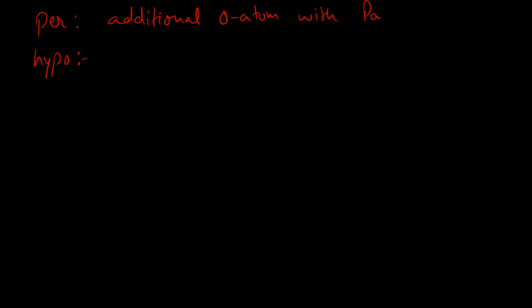Now let's see. As we have discussed, we are supposed to use the prefix per and hypo as follows. When we are having one additional oxygen atom with the parent ion, at that time we are supposed to write their name by writing the prefix per. But when we are having 2 less oxygen atoms as compared to the parent ion, at that time we are supposed to use the prefix hypo. Now let's see a few examples.